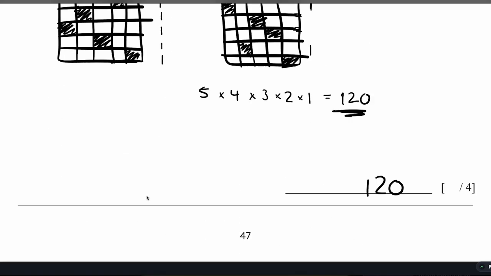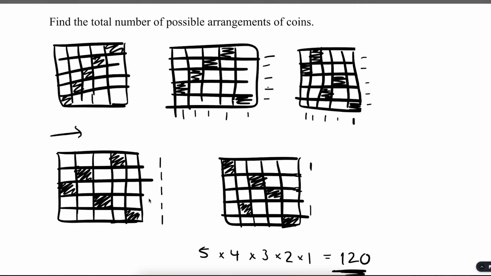Okay. That is the last question. Complete. Paper 3. Done now.